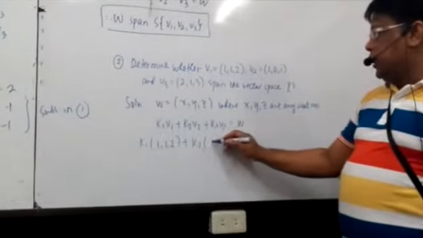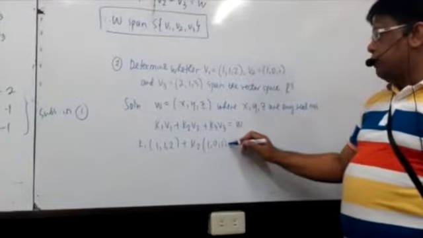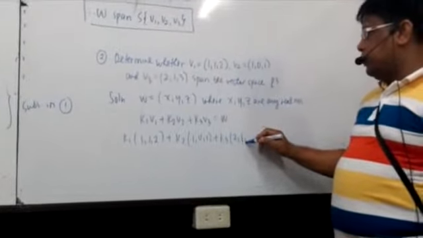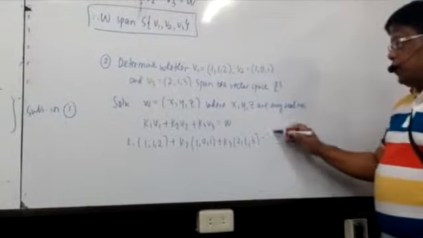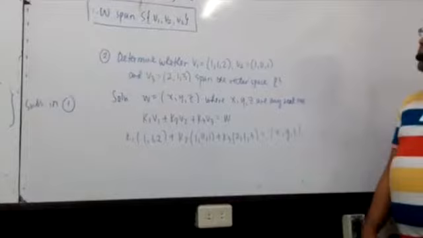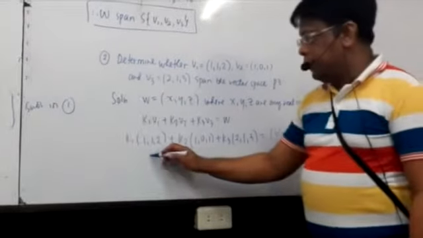Then K2 you have 1, 0, 1. Then K3 you have it as 2, 1, 3. And vector W is x, y, z. Okay? So for now your matrix here.